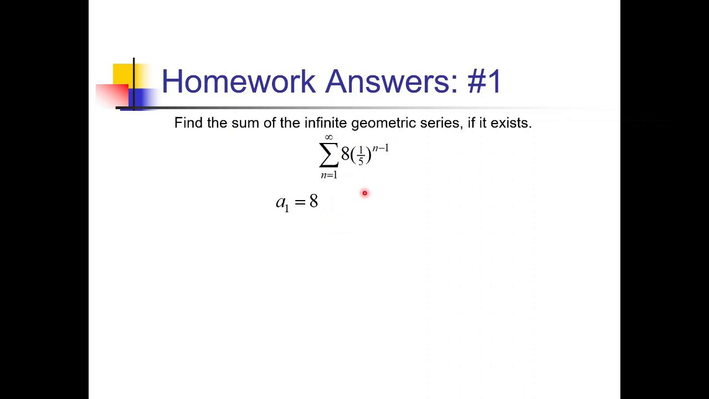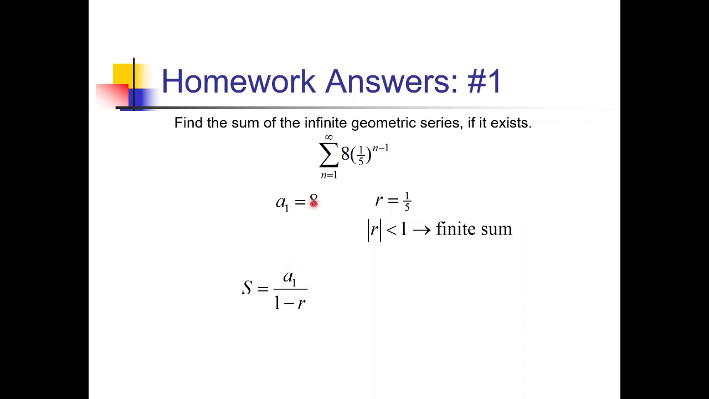The r is the term that's being repeated with multiplication over and over again. That's this 1/5 that's being raised to an nth power. Since the absolute value of r is less than 1, which we always have to check, that means this does have a finite sum, so we can keep going with our formula. That formula, again, is a sub 1 over 1 minus r for an infinite geometric sum.